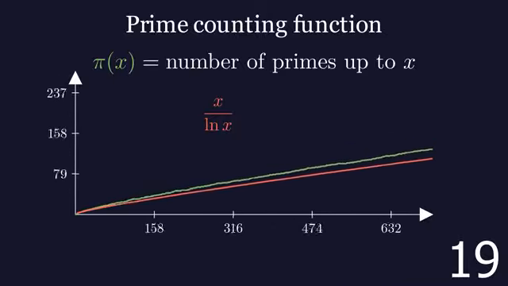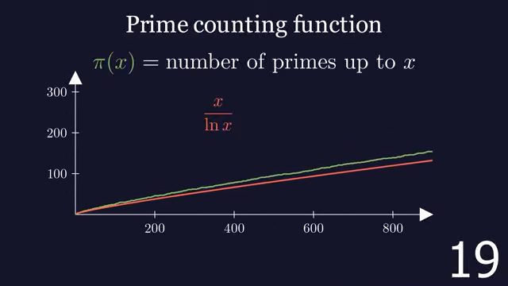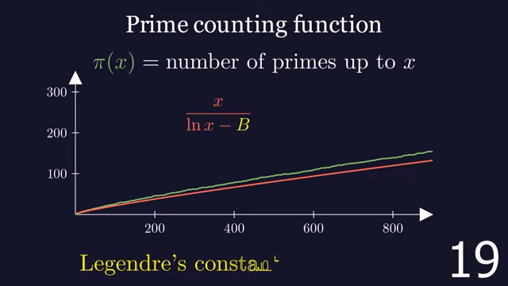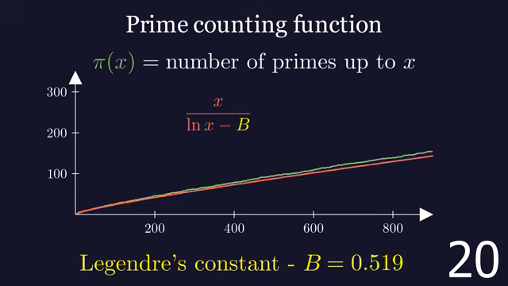To improve this approximation, we subtract a constant B from the denominator. This constant is called Legendre's constant. In 1808, Adrien-Marie Legendre calculated it to be approximately 1.08. However, it is now known that this constant is exactly equal to 1.